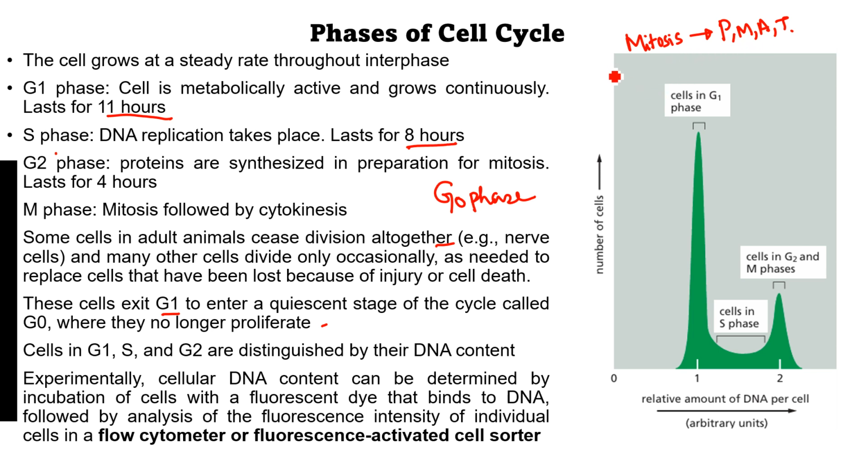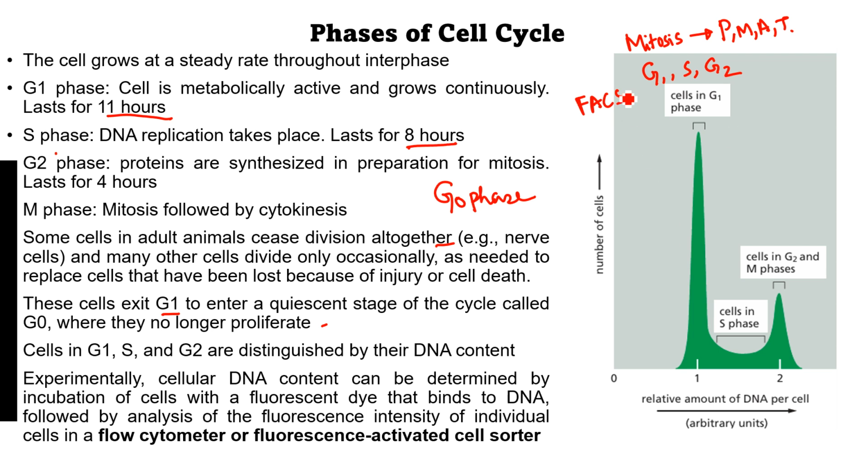But how will you identify the stages of interphase, G1, S, G2? These phases can only be differentiated based on the DNA content of the cell. For this, an instrument is used, which is FACS, also known as a flow cytometer, or fluorescence associated cell sorting. This instrument helps us in segregating the cells which are in G1 phase, S phase, and G2 phase.